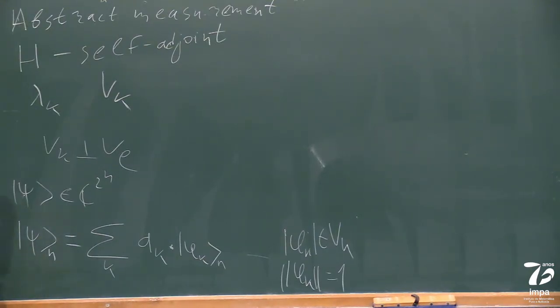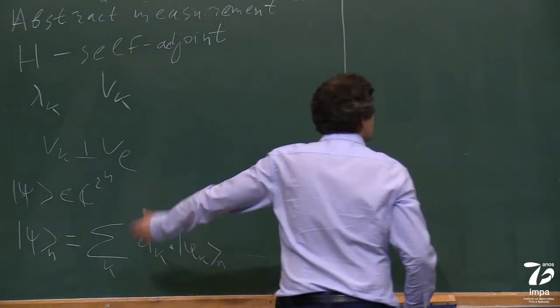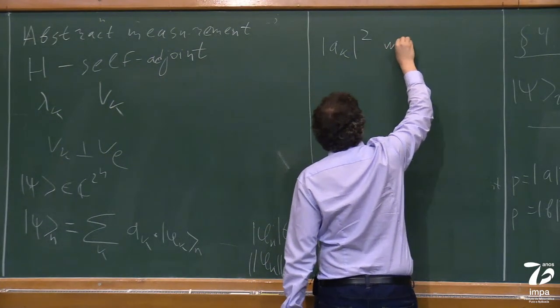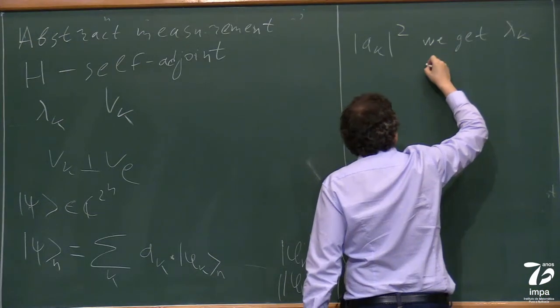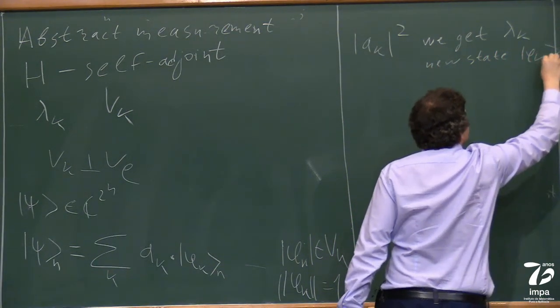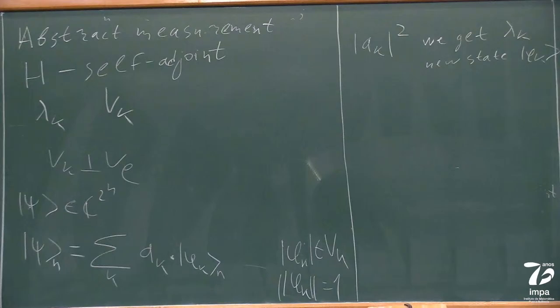So then what is happening? After measurement, with probability a_k squared we read the value lambda_k, and the new state is phi_k. This is also a fundamental restriction, so there is no way to construct another observation operator. All of them have to be of this type. There is no other option.